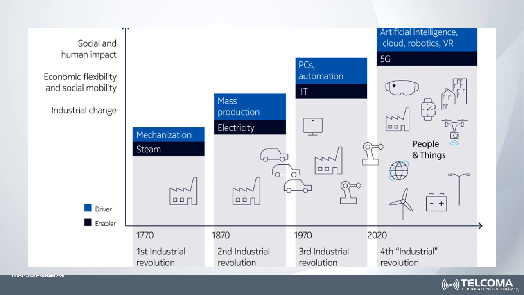So moving forward, all of these drivers will require the network to be different from the previous networks. It should be designed to handle the full range of applications, from billions of IoT sensors to real-time HD video to industrial automation applications, which are the base for the fourth industrial revolution. And the 5G will be the main enabler for the fourth industrial revolution.